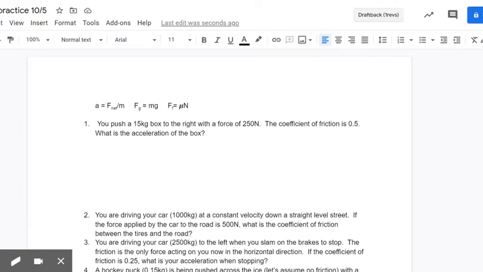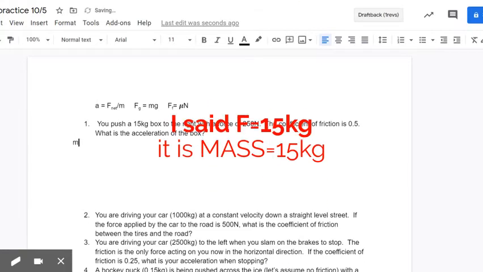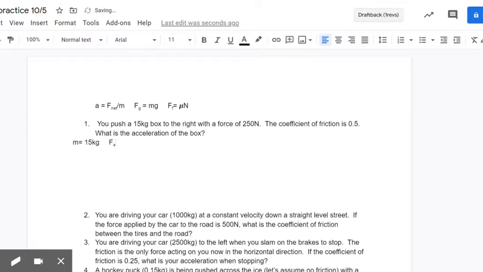What's the acceleration? I'll label my givens first. The mass is 15 kilograms. F A, and I know this is a force applied because I said it's a push to the right, 250 newtons. And the coefficient of friction, I'm just going to copy here the mu so I don't have to find it again. That mu is going to equal 0.5.